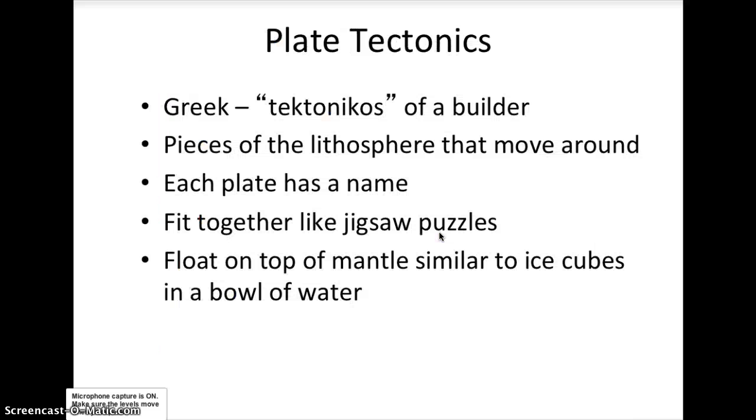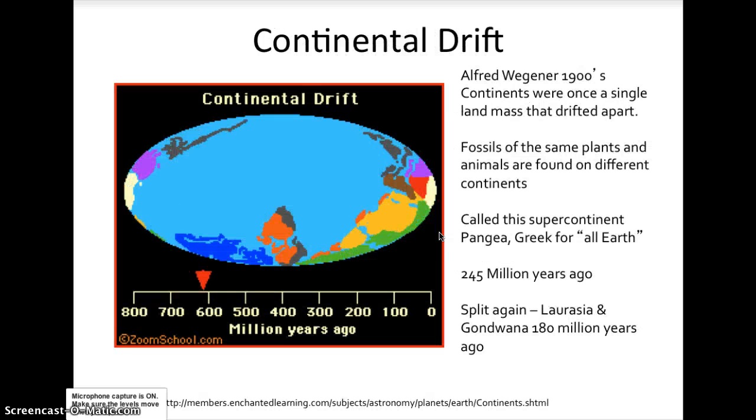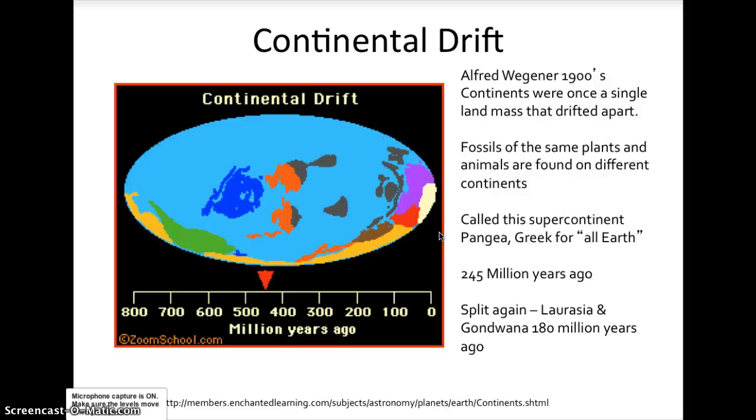Alright, so plate tectonics. It comes from the Greek word tectonikos. And they're pieces of the lithosphere, which is like the top layer of the crust, that move around. So each one has a name. They fit together, kind of like jigsaw puzzles, but not like a super good jigsaw puzzle, kind of a jigsaw puzzle that maybe you made at home. And they float on top of the mantle, similar to ice cubes in a bowl of water. All right, then we've got continental drift. All right, so check this out, you guys.